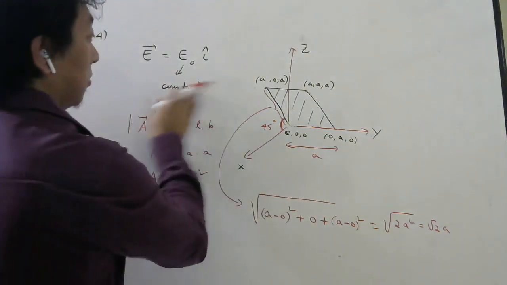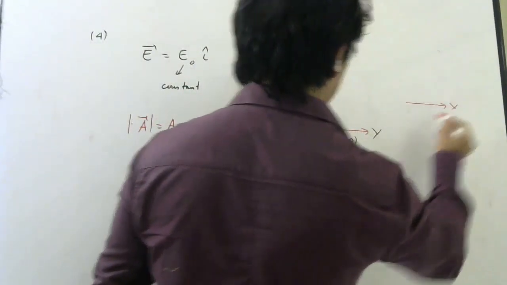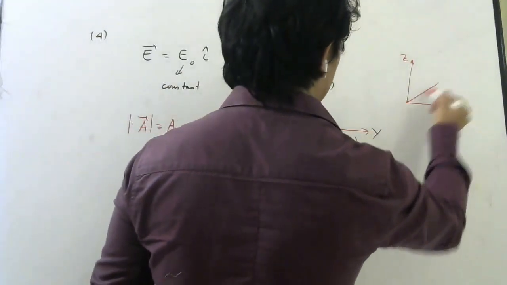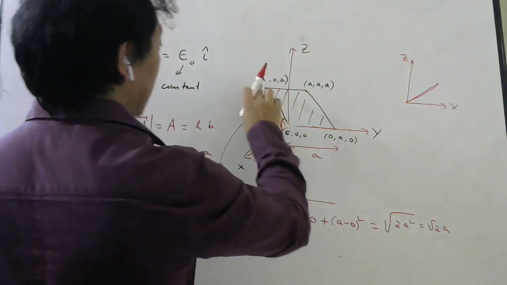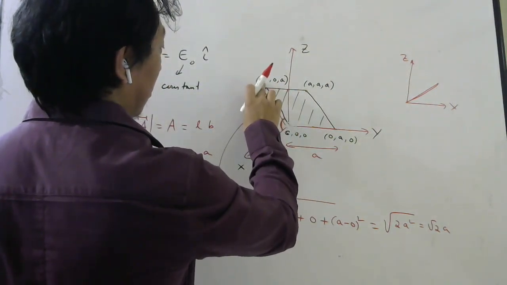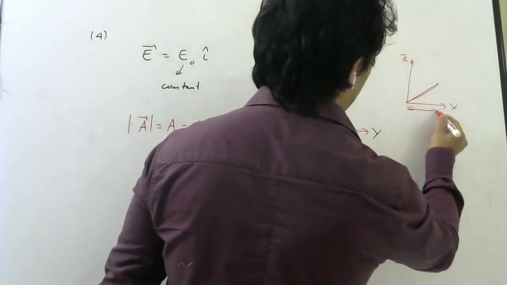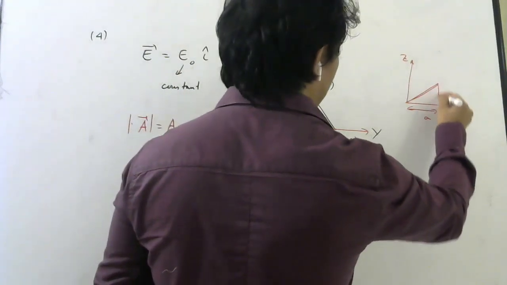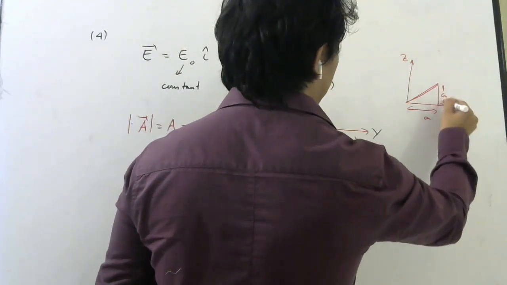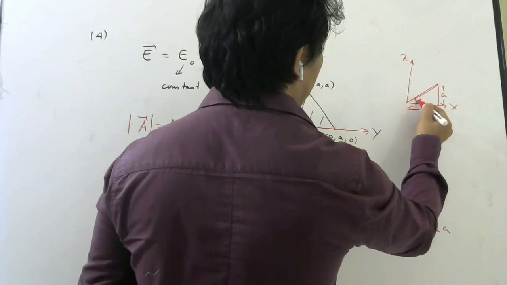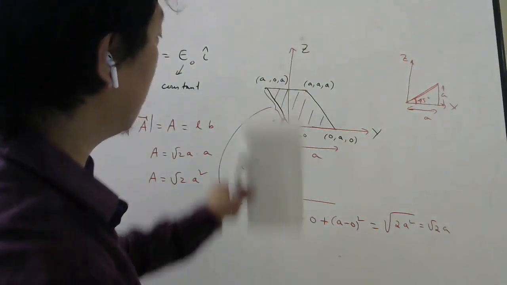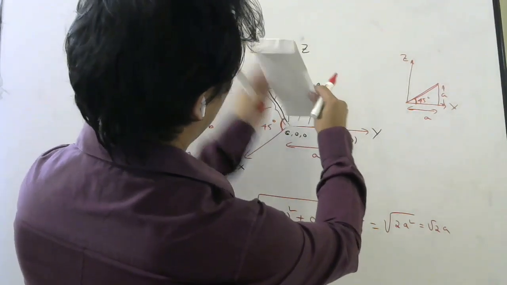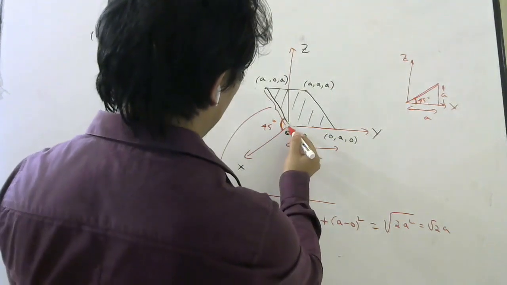See, from the side, if this is your x and this is your z, then this line will look like this. You can see this is which coordinate? X coordinate. That is a. So this x coordinate is a. What is this a? Z coordinate. So this is also a. So if both are a, this will be 45 degree. Understood? So this line makes an angle of 45 degree with x-axis.